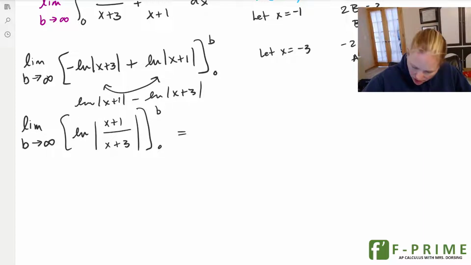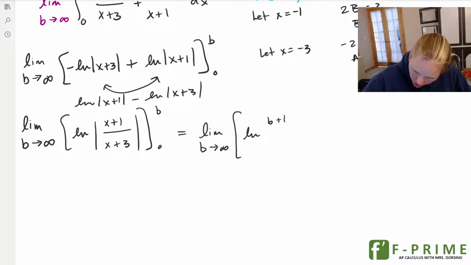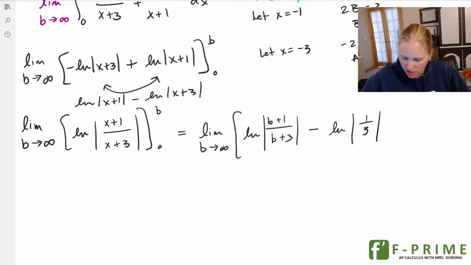So I'm going to go ahead and take the limit as b approaches infinity. I'm going to have the natural log of b plus 1 over b plus 3 minus the natural log of 1/3, because I'm going to plug in 0. Okay, here we go. Now, I'm going to evaluate as b approaches infinity. Now, here's the cool part.